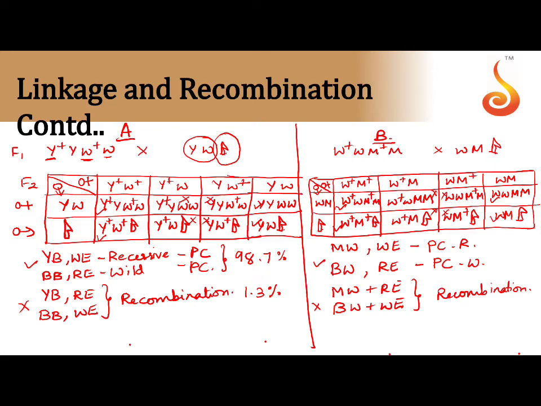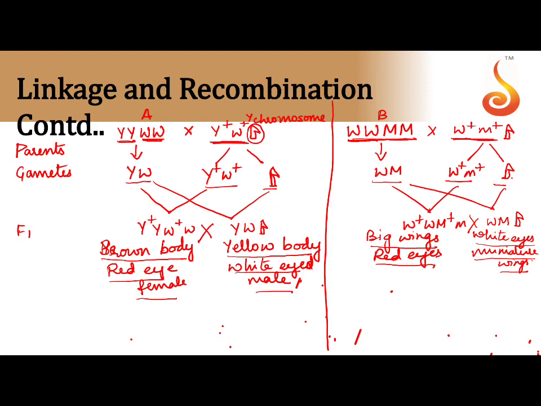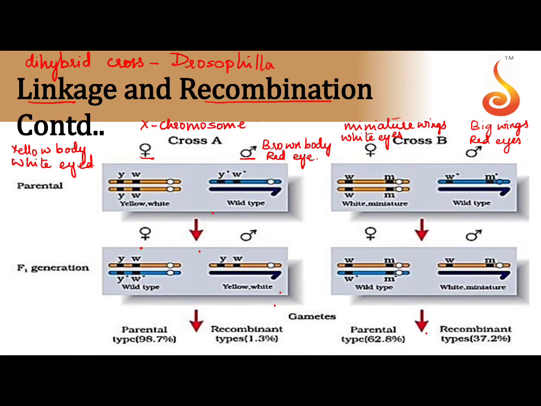But in case 2, as we are seeing, parental type is just about 62.8% and recombinant is about 37.2%. So, why is this difference? That is the question we are going to understand. Now, we come back to the chart and see how it looks. So, this is the chart if you remember.